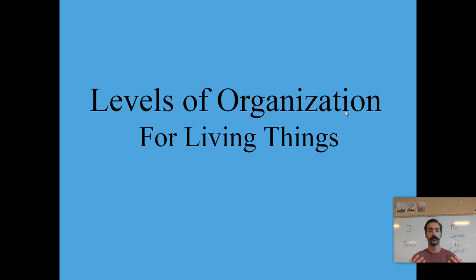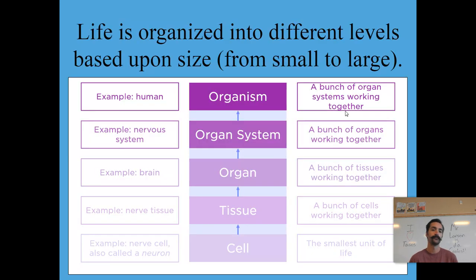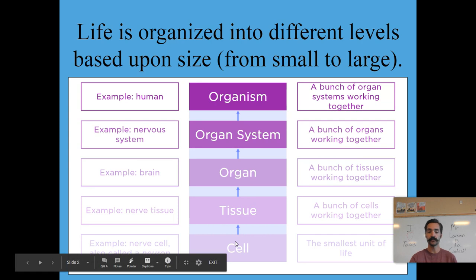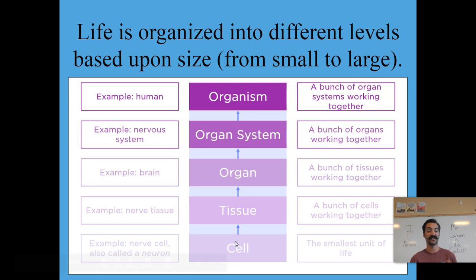So this is what the different levels of organization for living things basically means. Life is organized into different levels based upon their size. So we're going to go from small to large here. At the very bottom, we have our cells. These are your nerve cells, your red blood cells, your skin cells, anything like that. Your tissues are a bunch of those cells clumped together to create these different layers. The example there is nerve tissues.